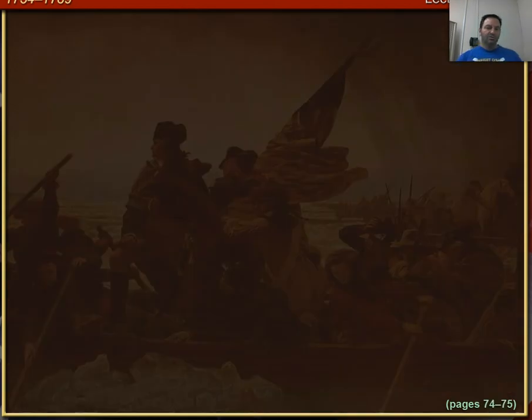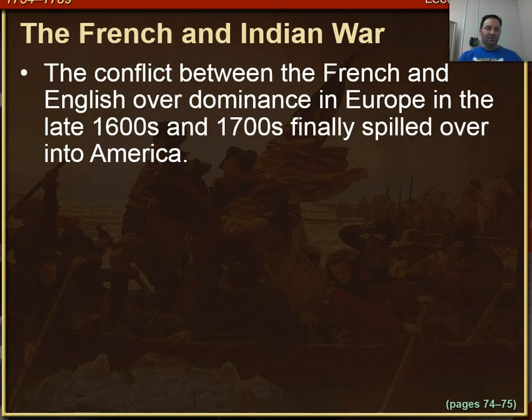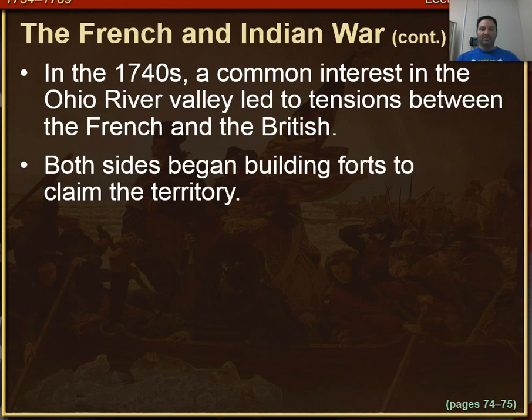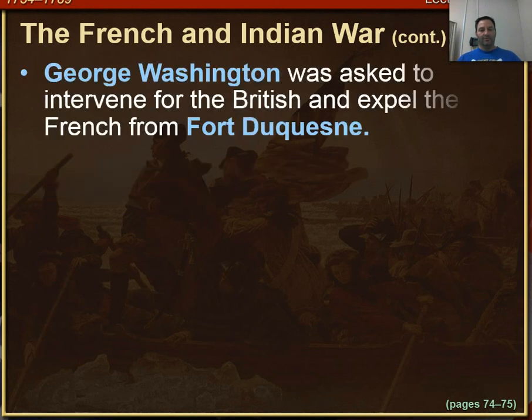Okay, so we're now going to jump forward in time after the Great Awakening, and we're up to about the 1750s. We're getting close to the American Revolution, but we have to talk about the French and Indian War. And this was a conflict between the French and English over dominance in Europe in the late 1600s and 1700s. It finally spilled over into the Americas. In the 1740s, a common interest in the Ohio River Valley led to tensions between the French and the British. Both sides began building forts to claim the territory.